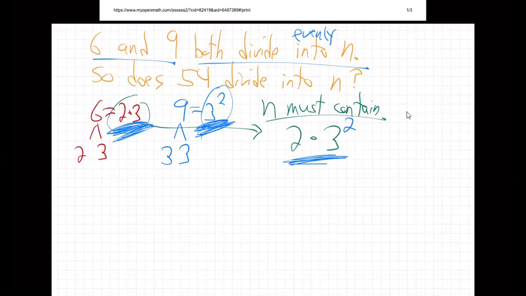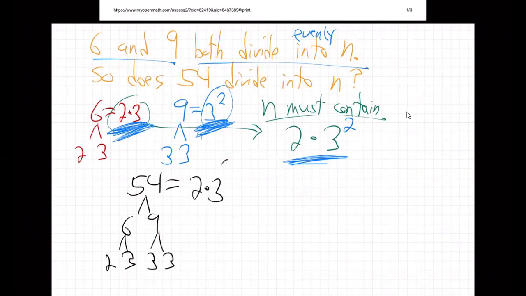Does 54 fit? So what's in a 54? Well, we break it down: 6 times 9, 2 times 3, 3 times 3. So 54 is 2 times 3 cubed, right? We don't need the 6 and the 9, they just broke apart. 2 times 3 cubed.